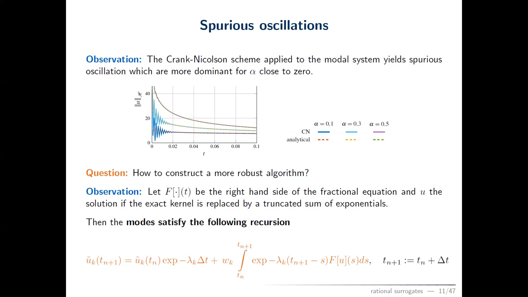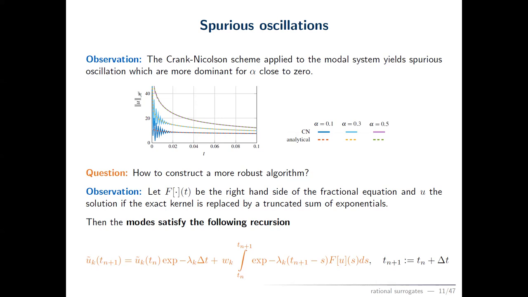I can rewrite, parentheses are missing, that exponential covers these three terms here, minus lambda k delta t. So that's in the argument of the exponential. Here as well, all this is in the argument of the exponential. You see that you can write it as an integral from tn to tn plus one, and then you have a kind of exponential rate function here, and then you have the part you have really actually to integrate. And here you can go to an exponential integrator.